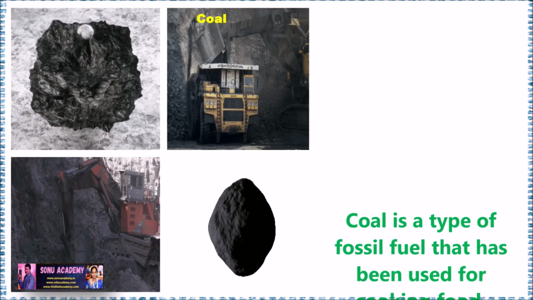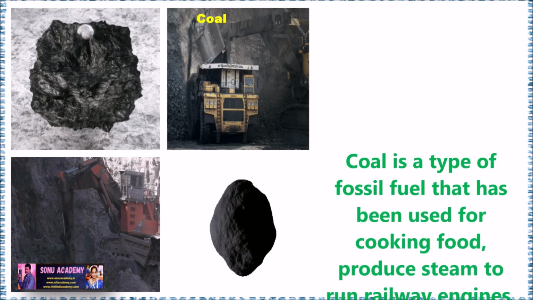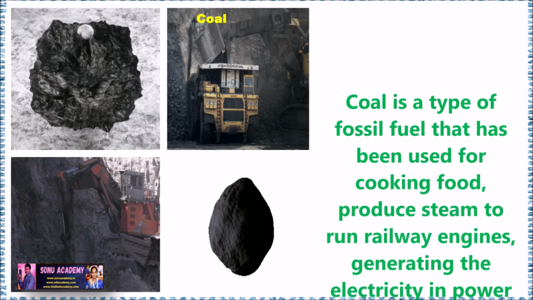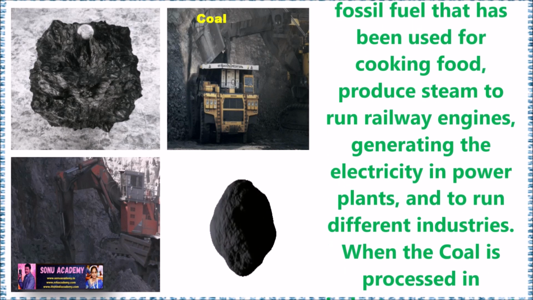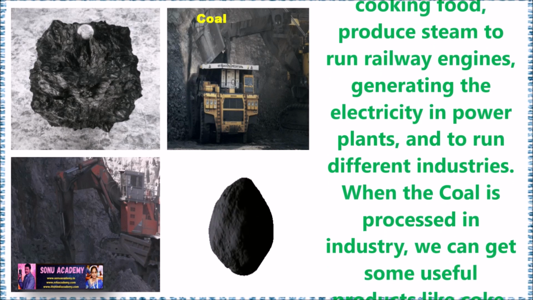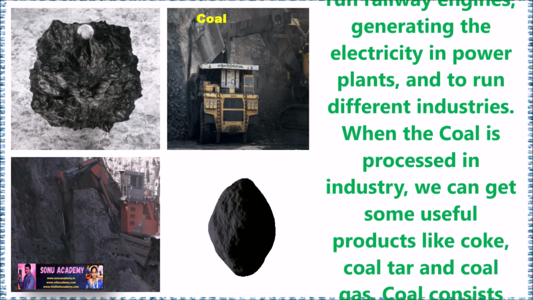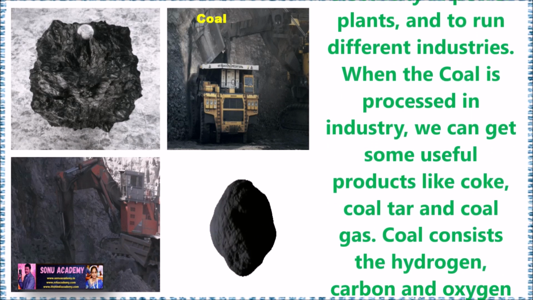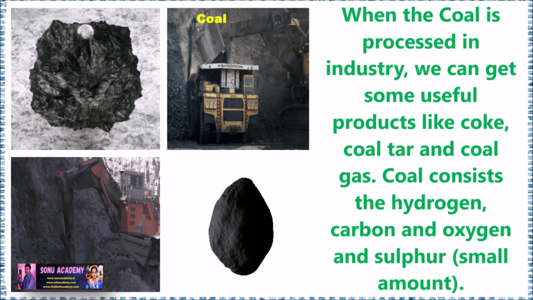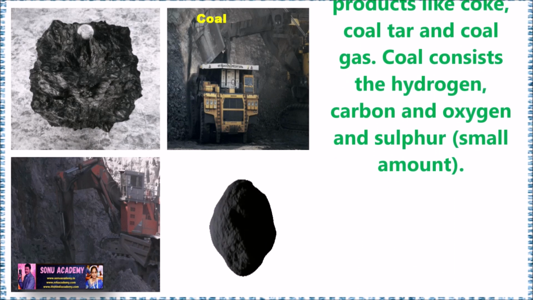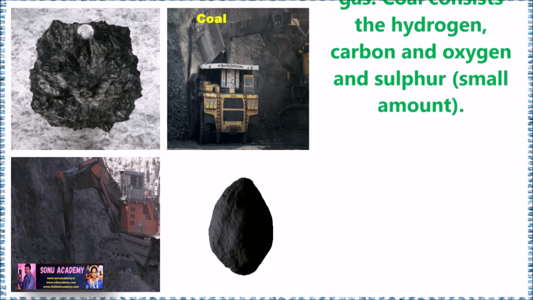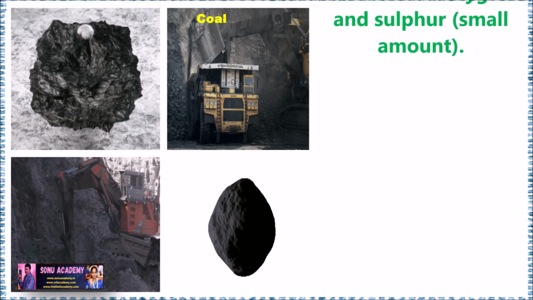Children, now let us discuss the definition of coal. Coal is a type of fossil fuel that has been used for cooking food, producing steam, running railway engines, generating electricity in power plants, and running different industries. When coal is processed in industry, we can get some useful products like coke, coal tar, and coal gas. Coal consists of hydrogen, carbon, and oxygen, and sulfur in small amount.